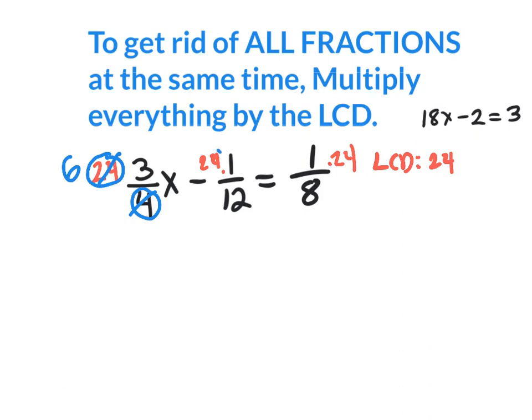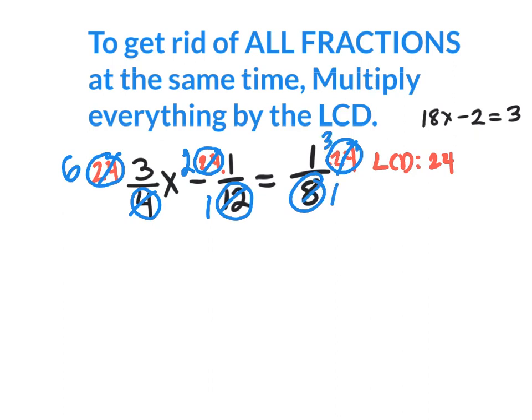And over here we have a 24 divided by 12. So 24 divided by 12 is 2. 12 divided by 12 is 1. Over here, 24 divided by 8, 24 divided by 8 is 3. 8 divided by 8 is 1.